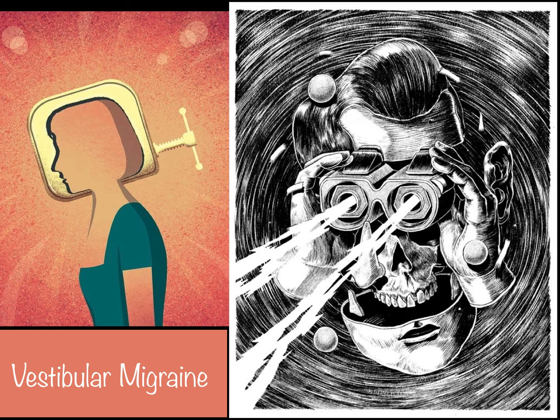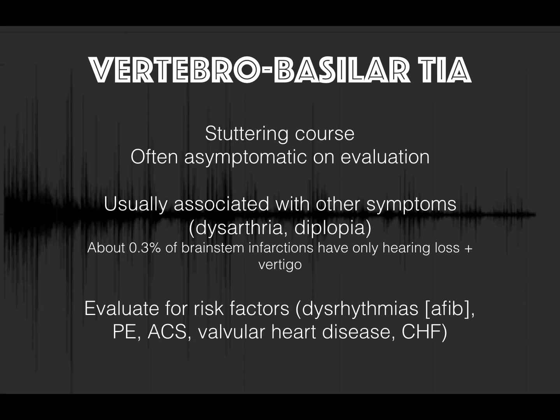The other thing I think is important to remember is patients with migraines have a higher risk of stroke. So anything different about their migraine, including if they had a history of the normal headache symptoms but now have vestibular symptoms, you need to be concerned about this representing a vertebral-basilar TIA. So what do we worry about with these? Well, they have a stuttering course, right? Which means they're often asymptomatic on evaluation. They come into your office, they come into the ER, and they look and sound fine now because everything was resolved. That's what made it a TIA.